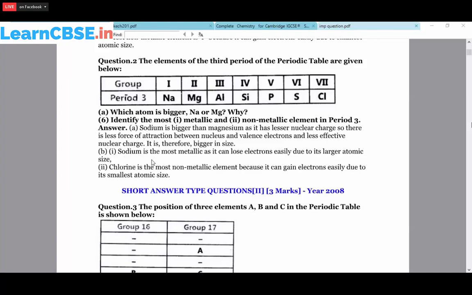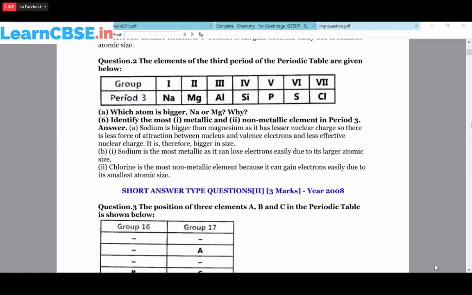The next one: identify the most metallic and the non-metallic element in period 3. The most metallic is sodium because it has only one electron in the outermost shell, so it can easily lose the electron, due to its larger atomic size. Chlorine is the most non-metallic element because it can gain electrons easily due to its smallest atomic size.